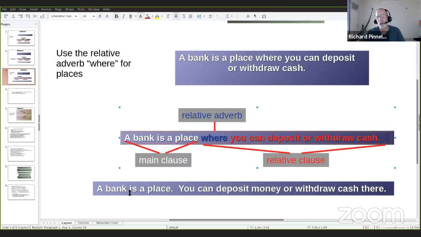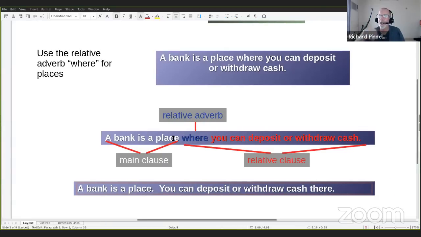So I could put that in two sentences and say, a bank is a place, full stop. You can deposit or withdraw cash there. Actually, I changed this just to stop confusion. So this time we're talking about a place. The subject of the relative clause is a place.